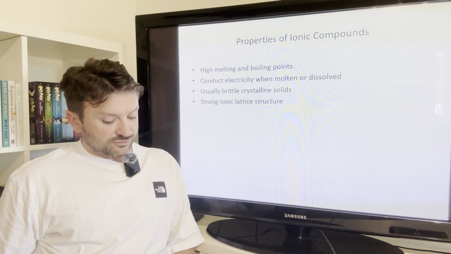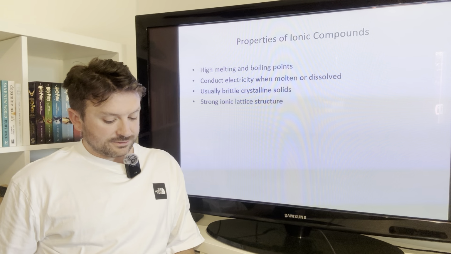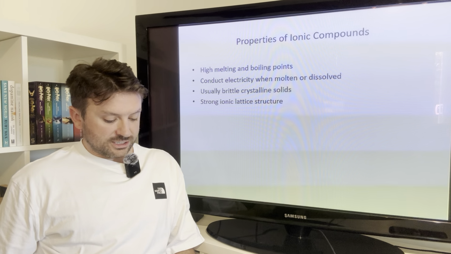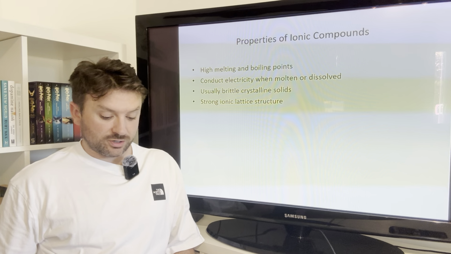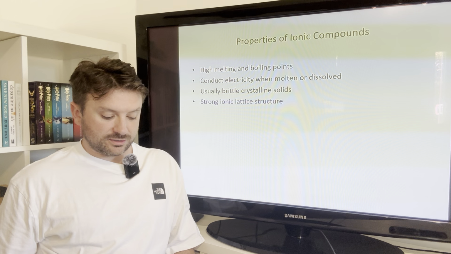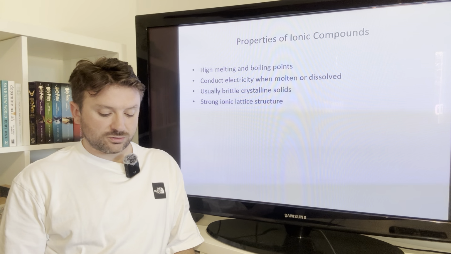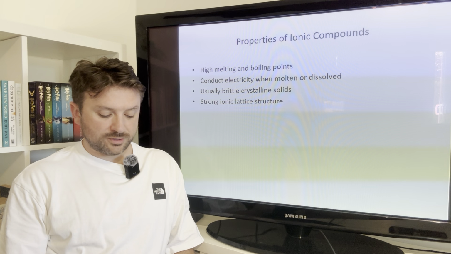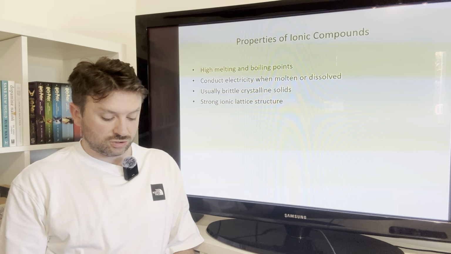The properties of ionic compounds are that they have high melting and boiling points because large amounts of energy are required to overcome the strong electrostatic attractions between ions. They are usually hard, brittle, crystalline solids. When solid, ions cannot move and therefore cannot conduct electricity. However, when molten or dissolved in water, ions become mobile and can carry electrical charge.